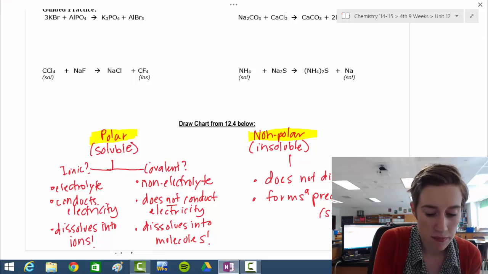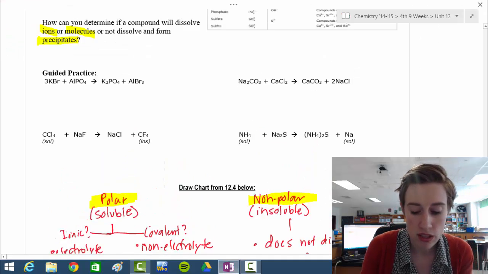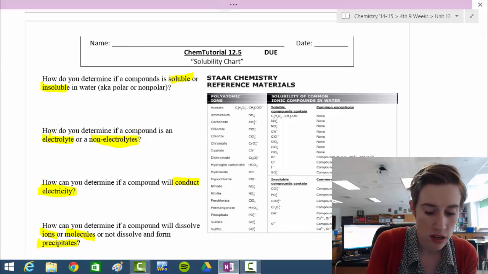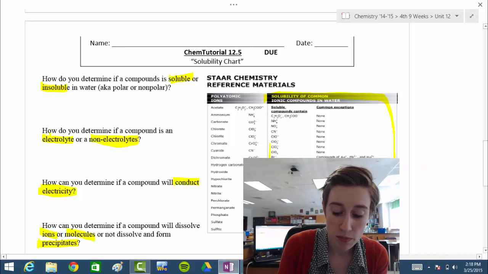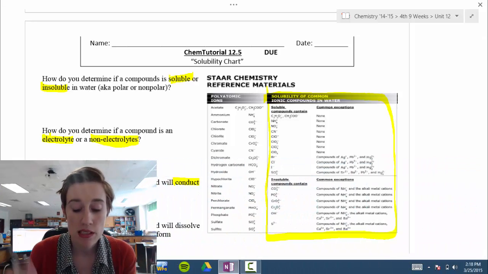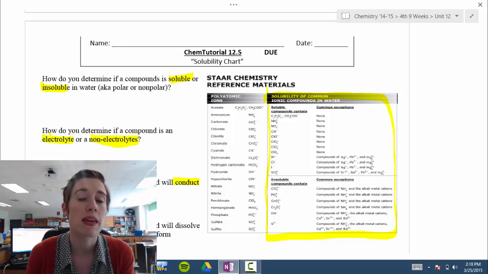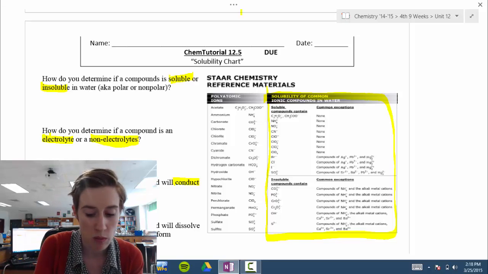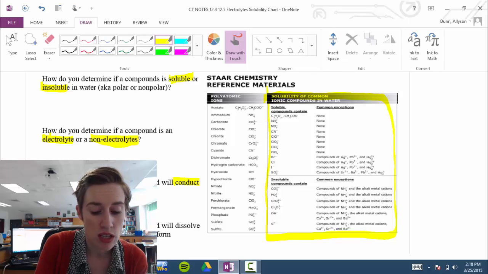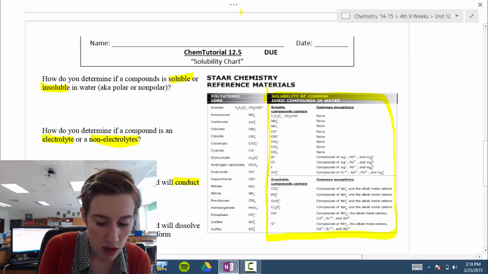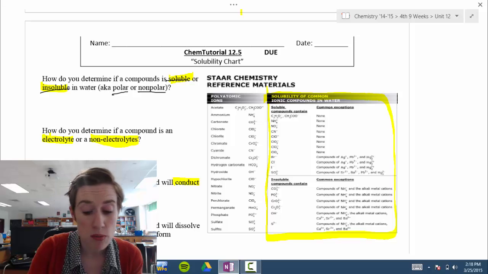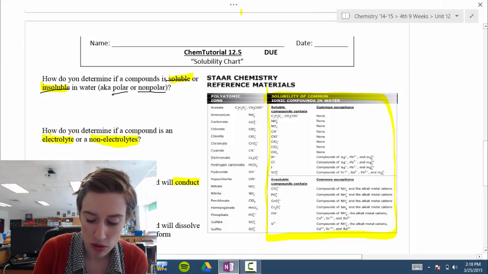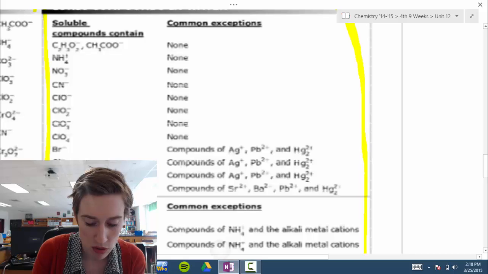Well, there's a list of solubility rules right here. Let me highlight this. These are your list of rules, and this is on the back of your periodic table as well. These rules will help you tell whether something is polar or non-polar. Remember that those two words are synonymous with soluble and insoluble. So if something's soluble, it's also polar. If something's insoluble, it's also non-polar. They mean the same thing. So the solubility chart tells us if something is polar or non-polar. Let's take a look at that a little more closely.